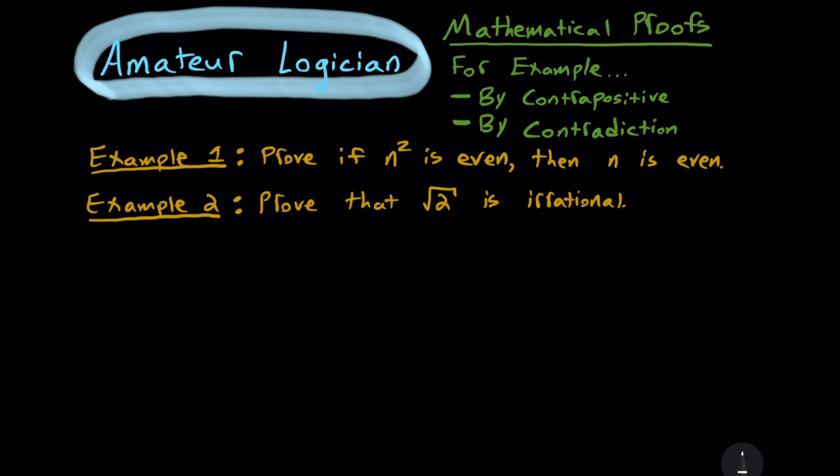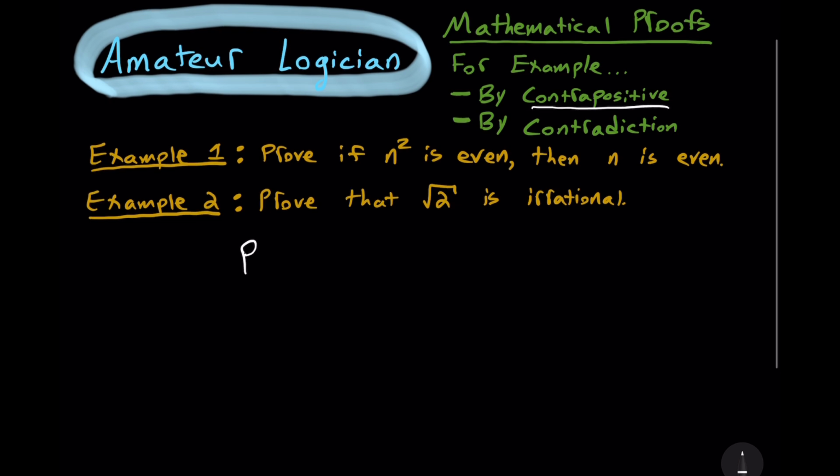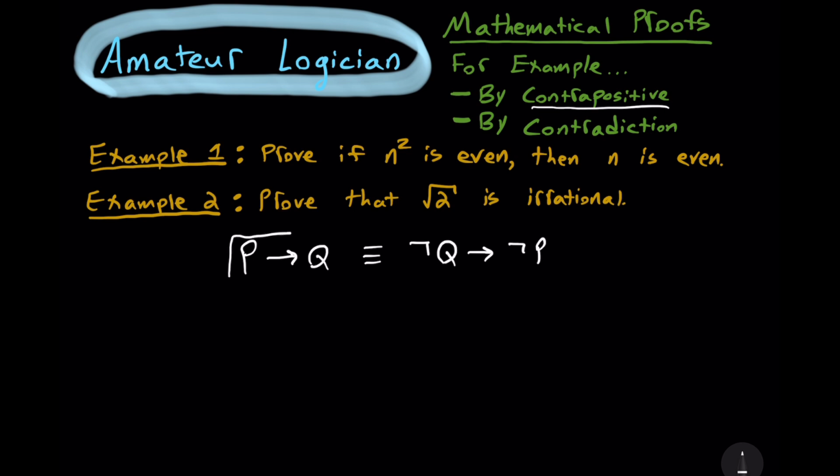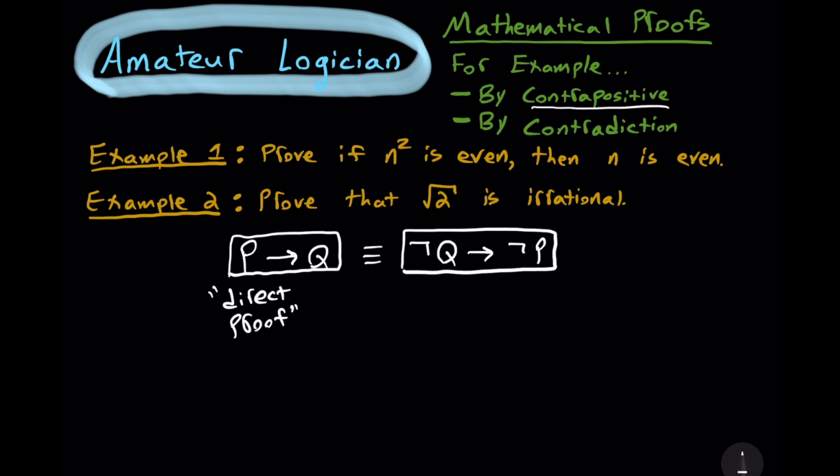Now, by contraposition or by contrapositive, we should recall that the proposition if P then Q is logically equivalent to if not Q, then not P. A proof of this form, if P then Q, is a so-called direct proof. A proof of this form, if not Q, then not P, is a contrapositive proof.